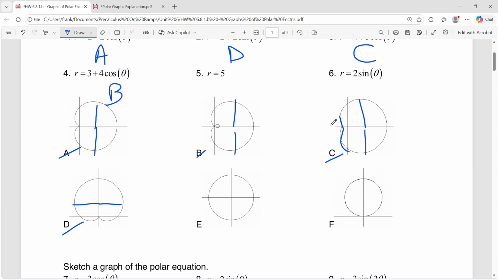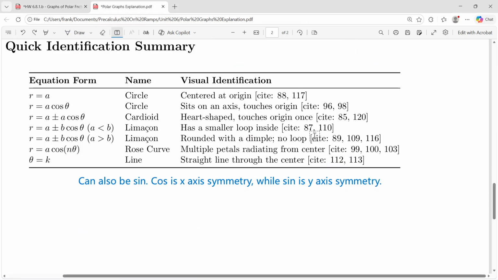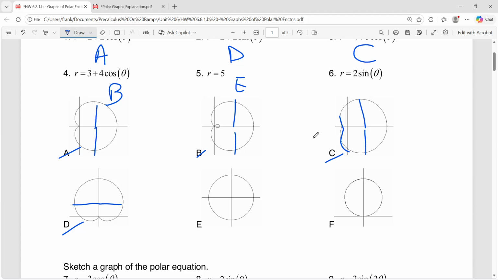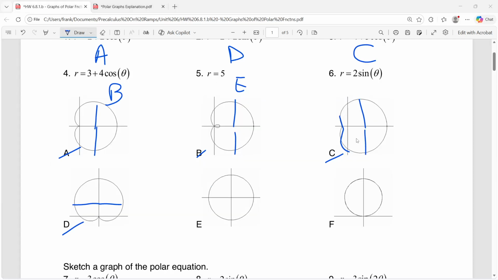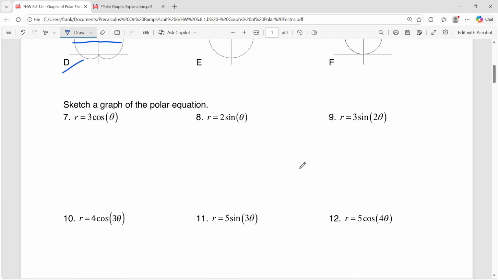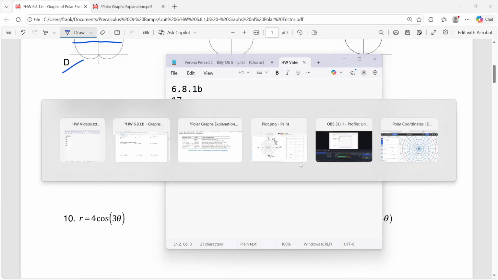r equals 5. That's going to be a circle centered around the origin. That's E. And r equals 2 sine theta. Here, the table even shows r equals a is a circle centered at the origin. And then r equals 2 sine theta, it's going to be a circle. And then it says sine is x-axis symmetry. I'm sorry, sine is y-axis symmetry, so that would look like that. There's that y-axis symmetry. So there's F. So there's all those.